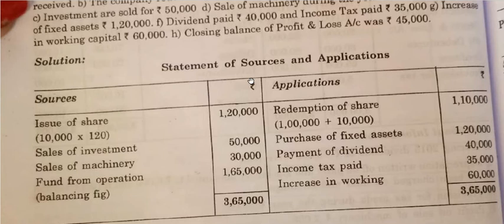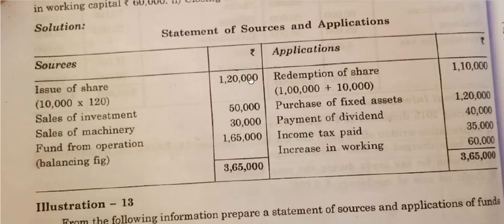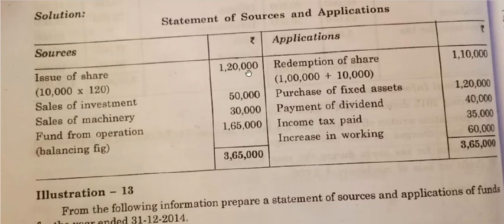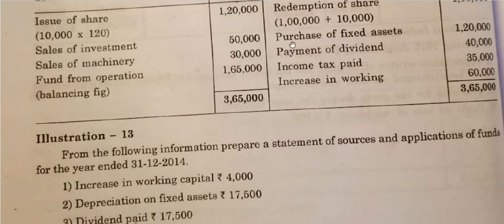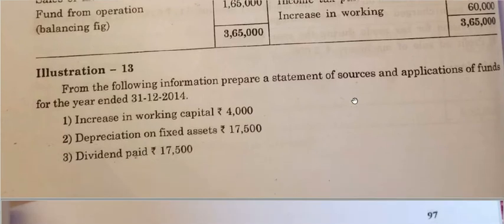So, statement of source and application of funds. You start with issue of shares, 10,000 into 120, 1,20,000. Sale of investment 50,000. Sale of machinery 30,000. Redemption of shares 1 lakh plus 10,000, 1,10,000. Purchase of fixed asset 1,20,000. Payment of dividend 40,000. Income tax paid is 35,000. Increase in working capital is 60,000. So if you balance it, the balancing figure is nothing but your funds from operation, which is 1,65,000. Therefore your sources and application of funds get balanced.